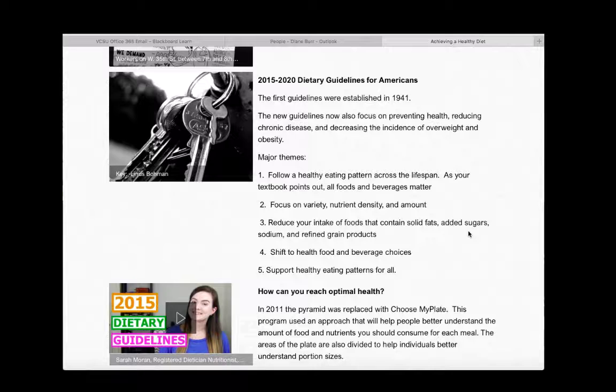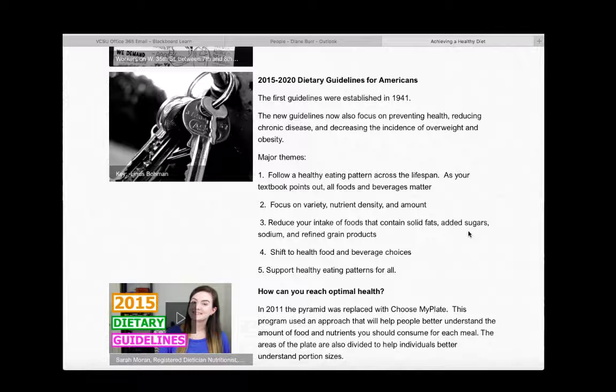At this writing, the new 2015-2020 guidelines have been released. There are several major themes that are woven through these guidelines. The major action steps include: 1, follow a healthy eating pattern across the lifespan. As your textbook points out, all foods and beverages matter. 2, focus on variety, nutrient density, and amount.